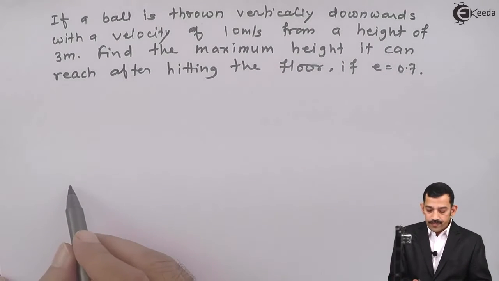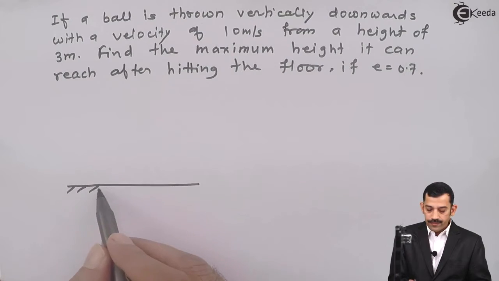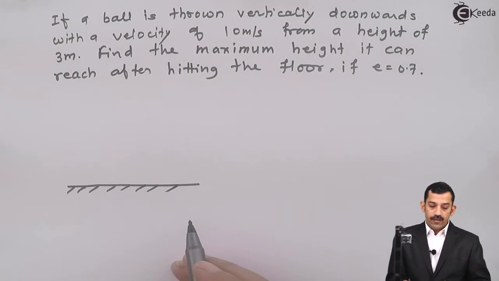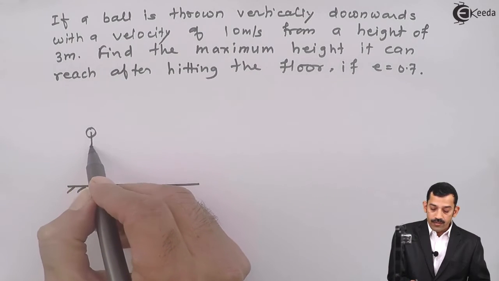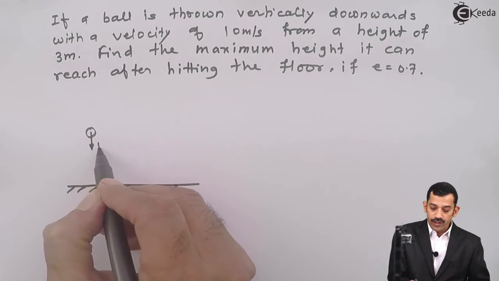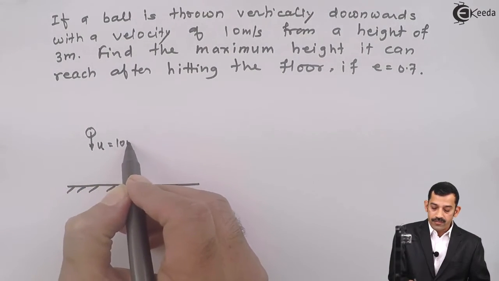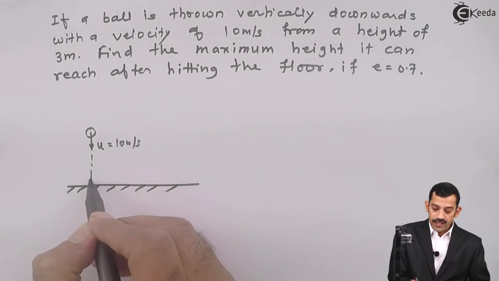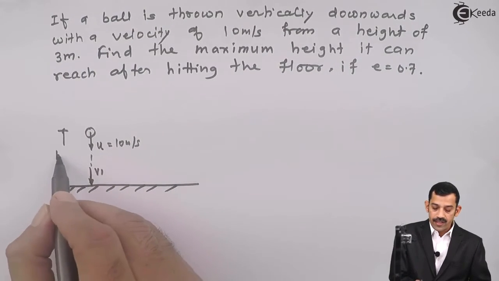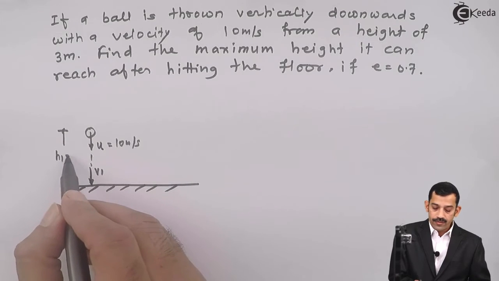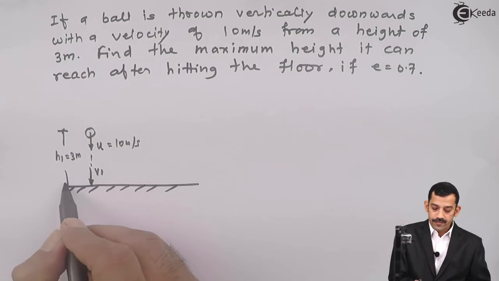This problem is similar to the previous problem. See what is given. Say this one is the ground. A ball is thrown vertically downwards with a velocity of 10 meters per second from a height of 3 meters. Find the maximum height it can reach. If we take this one as a body thrown with an initial velocity of 10 meters per second downward, then it strikes with velocity v1, and this height is h1 equal to 3 meters.